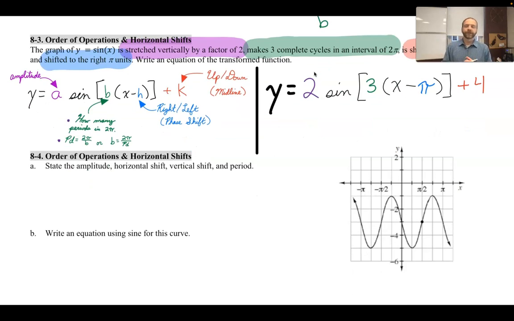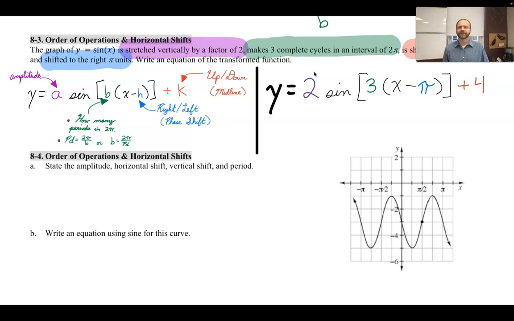So in 8.4, we're looking at order of operations and horizontal shifts. Now, I don't like to call it order of operations and horizontal shifts. I mean, it's been a while, but we're hoping that if we look at the graph of a trig function, there's a certain thing we need to do, either for graphing it or writing the equation from a graph.